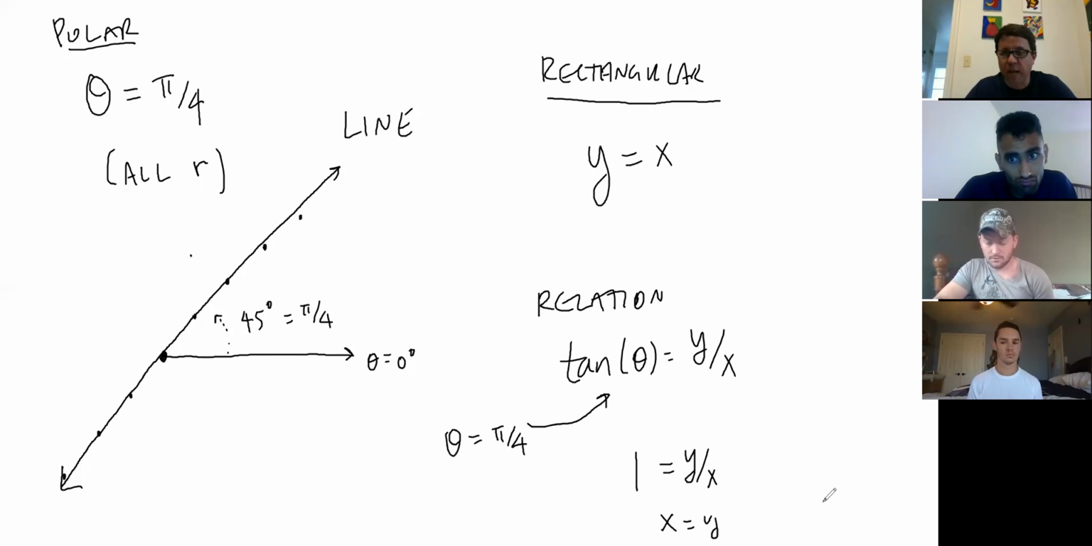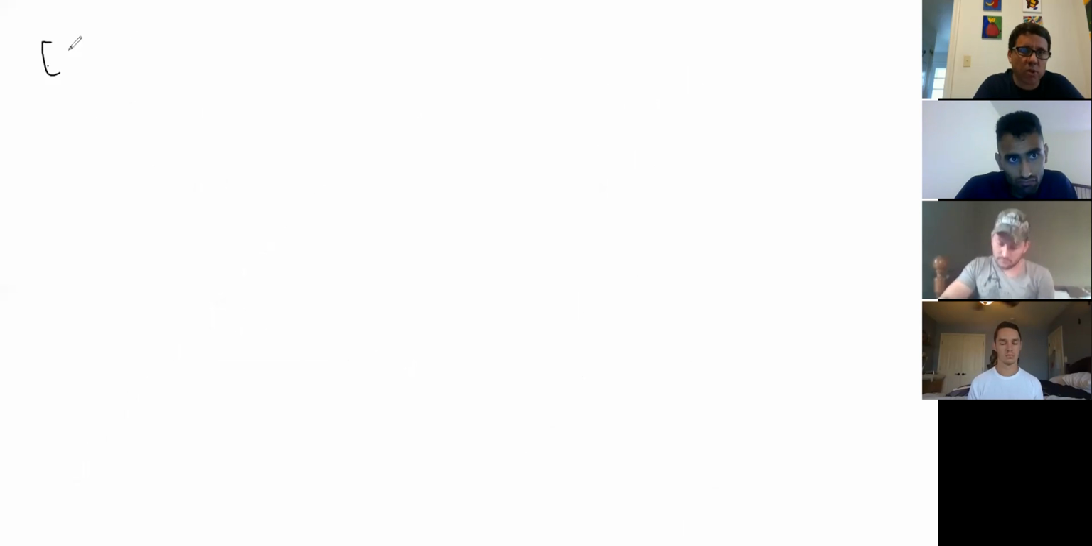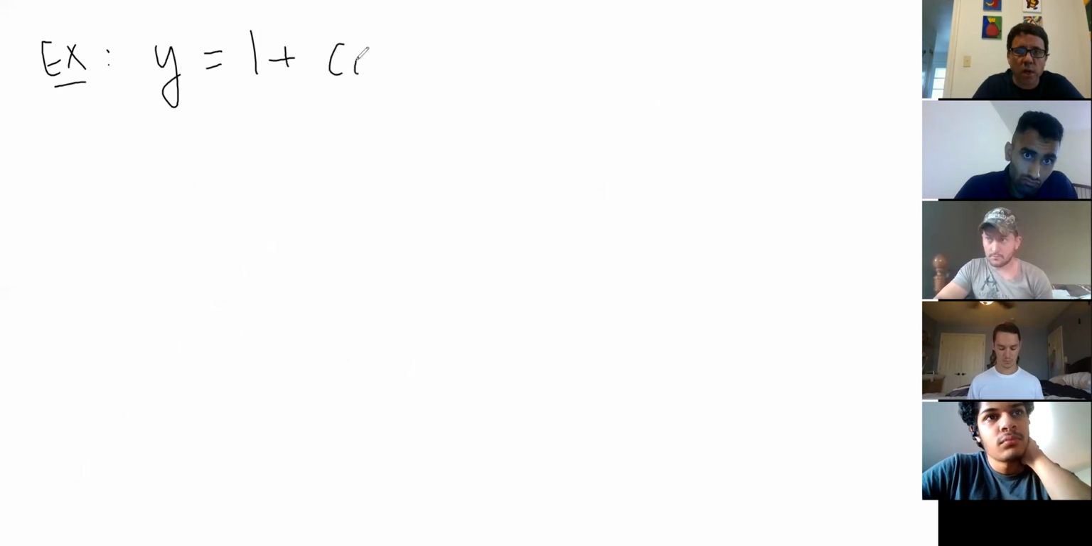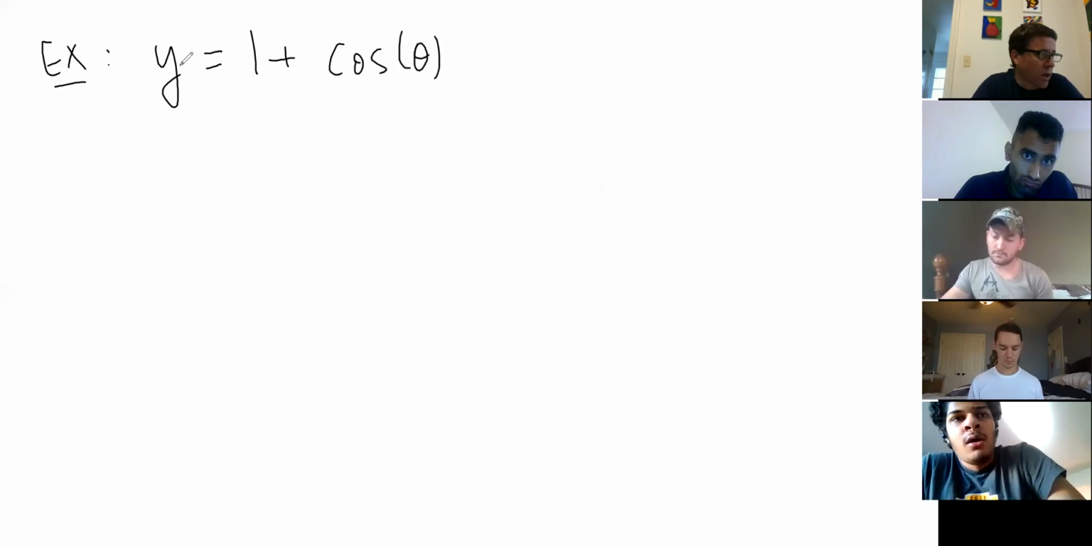Now they start to get a little funky. So let's try this. For example, r equals 1 plus cosine theta. Not y, r.